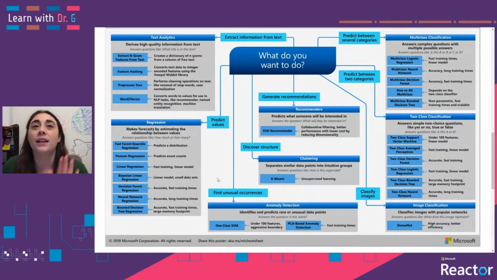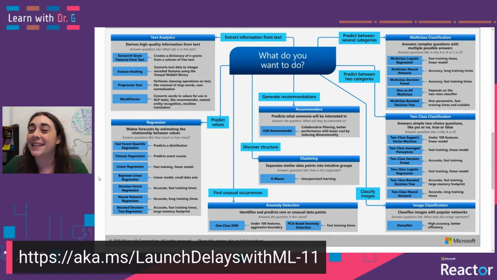So let's think about our technical problem. First, we need to figure out what question we're trying to answer. For that, I love this handy dandy cheat sheet for machine learning algorithms. You can find this and anything else I'm linking to in the Learn module, which is at aka.ms/launch delays with ML-11. This cheat sheet takes the question that you're trying to ask and helps you figure out which algorithm is likely going to be the one that you want to use to build your machine learning model.